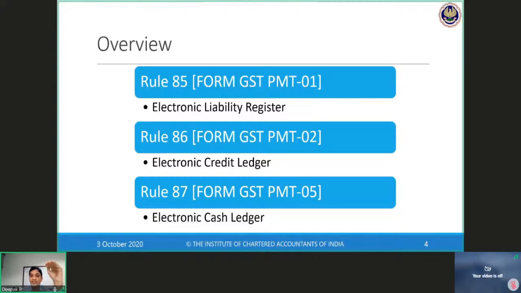The electronic liability register is maintained in a particular format which is given in the form GST PMT-01. Now, you have separate terms for GST returns, which is called GSTR. Okay, R signifies the returns, GSTR-1, GSTR-3B. Similarly, there is a different format for payments. That's why it's called PMT-01. So electronic liability register is in GST PMT-01, electronic credit ledger is in GST PMT-02, and electronic cash ledger is in GST PMT-05.